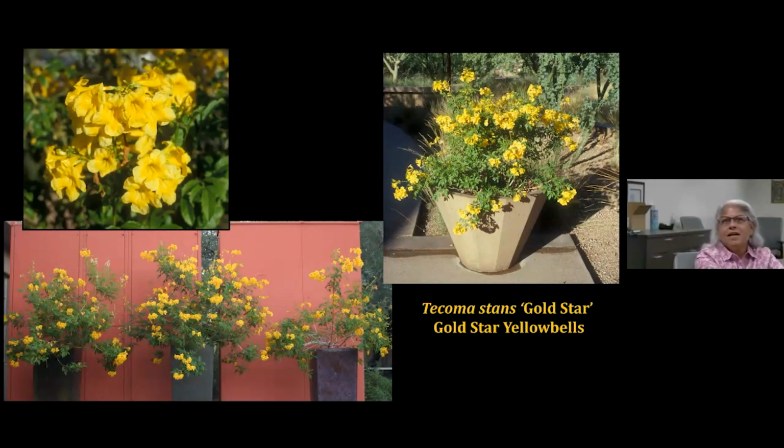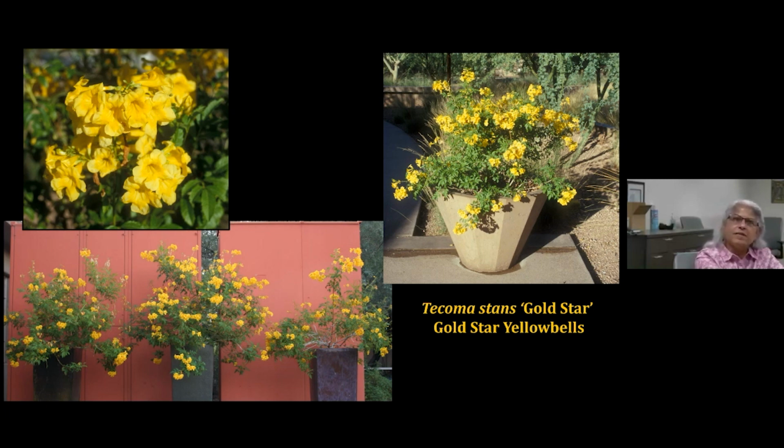Yellow bells. There are so many different tecomas that are available these days, a range of beautiful colors, yellows, kind of peach colors to orange or almost red. They're all great candidates for containers.